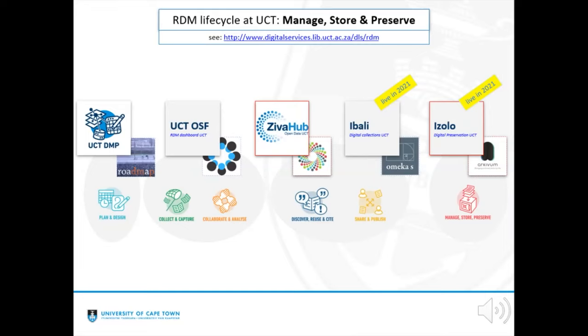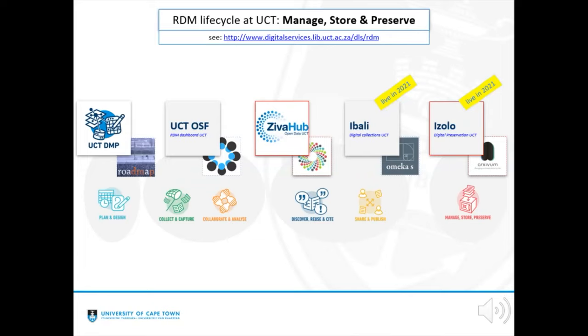And then, of course, the Ziva Hub, Figshare for Institutions data repository to, first of all, facilitate the discovery, reuse, and citation of data, but also the sharing in the default private setting, as well as the publishing of data.